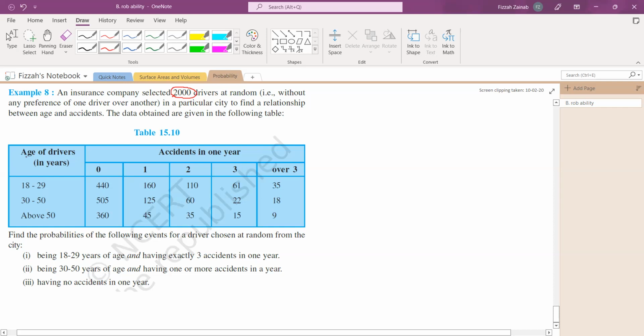Now try to understand this. So this is the age of drivers, right? From 18 to 29 years, then 30 to 50 years and above 50 years. Now these are the accidents in 1 year. So this 0 means 0 accidents, right? So basically in this age group, 440 drivers have not had any accident, and 110 drivers have had 2 accidents in 1 year. It's like that. Is it clear now? Yes, ma'am. Okay. Now come to the question.